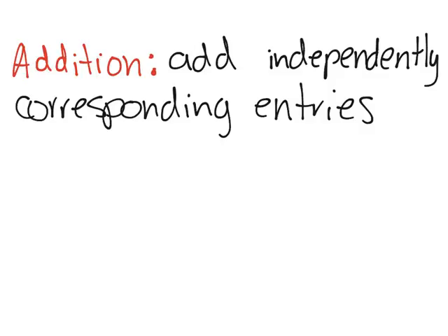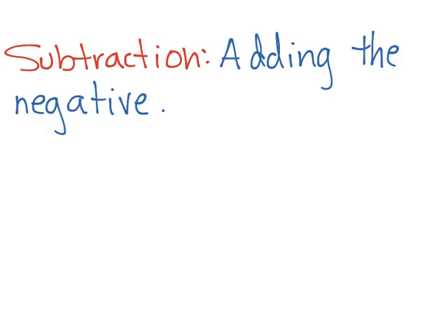Okay, so if you want something to read, addition is you just add independently corresponding entries of the two matrices. Now we will look at subtraction. Subtraction is very similar to addition, just with a little bit of a twist. So subtraction is just basically adding the negative.